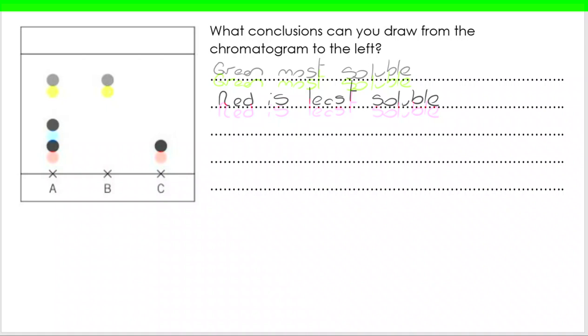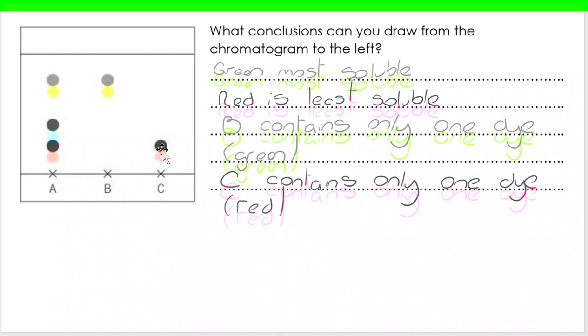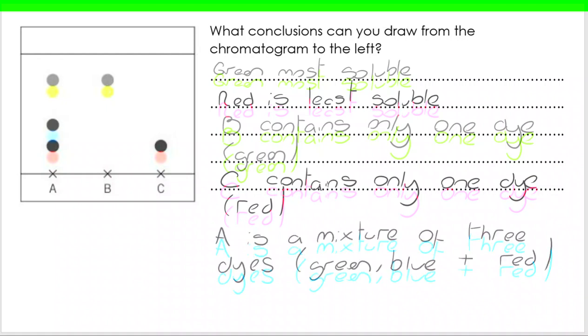We can go a little bit further as well. Two of these substances are pure. B contains only one dye. It contains the green dye. It only forms one spot, so it's a pure substance. C is also a pure substance made up of just the red dye. However, A is an impure substance. A is a mixture of three different dyes: the green, the blue, and the red.